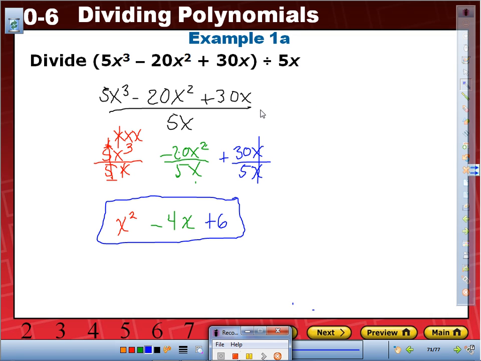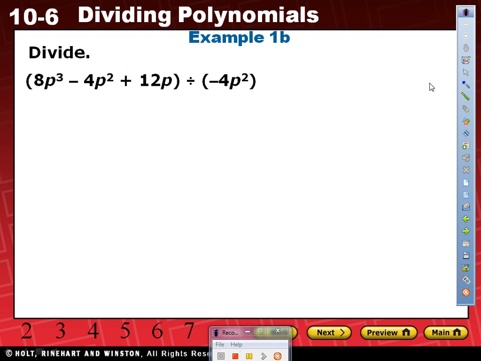All right, so that was example 1A. Copy this down, please. Example 1B. Let's do this one together. Example 1B. 8p cubed minus 4p squared plus 12p divided by negative 4p squared. Copy that, please.